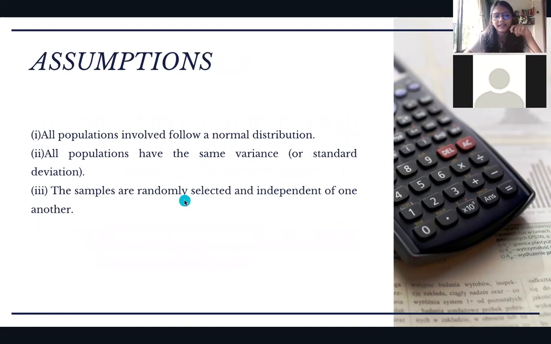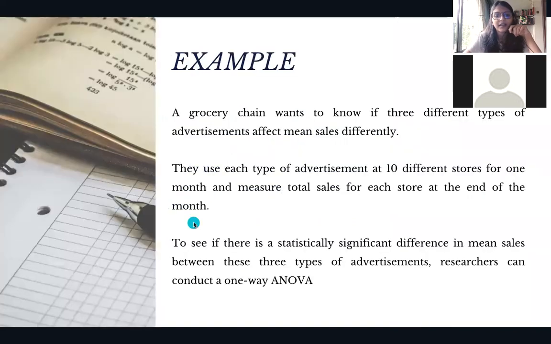So these are the three assumptions that we make: normal distribution, all populations have the same variance, and the samples are randomly selected and are independent of one another. Now, where do we use this in real life is the main thing, right?